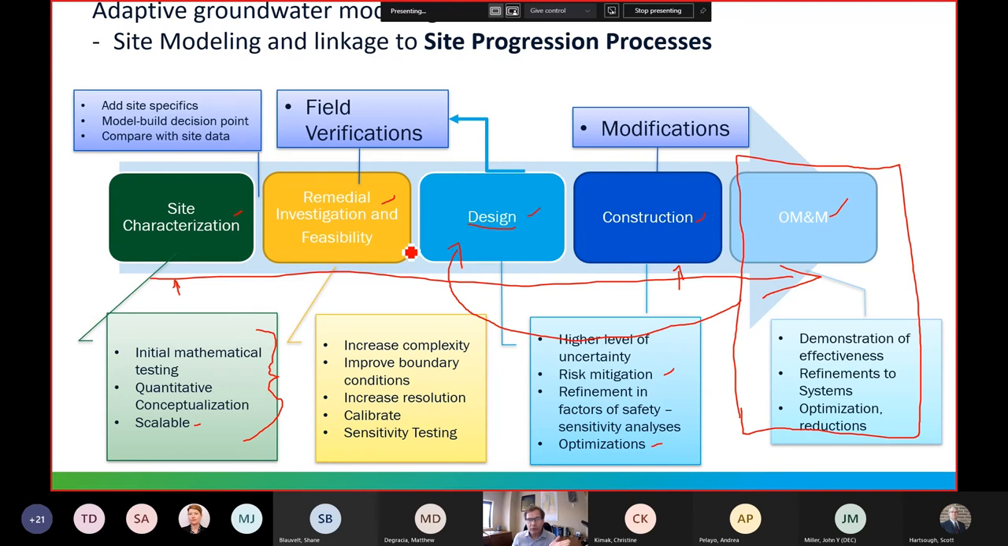And next month you'll see the case laid out in the groundwater model and the site conditions itself.